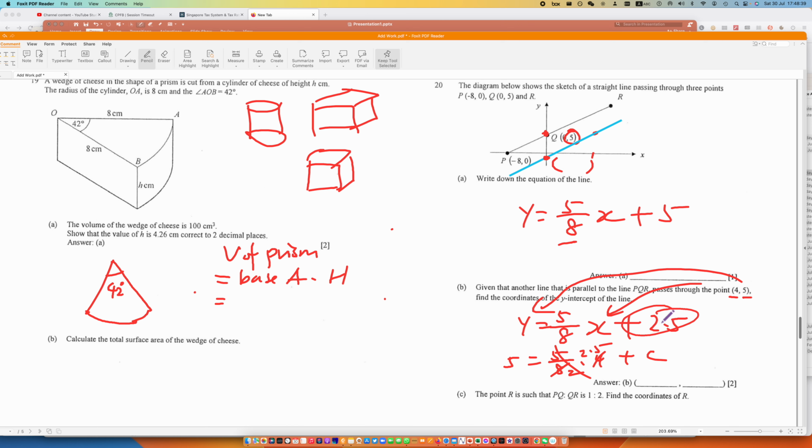So therefore this point should be 2.5. This point is 2.5 for the y. So if they ask for the coordinate of the y-intercept, that means 2.5 is here, x is 0. That means (0, 2.5). The y-intercept value is 2.5, but the coordinate is (0, 2.5). Okay? So this is a very common question also.